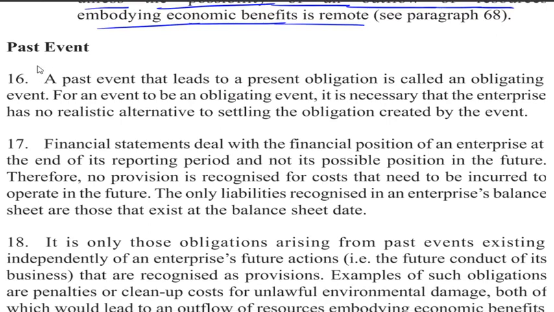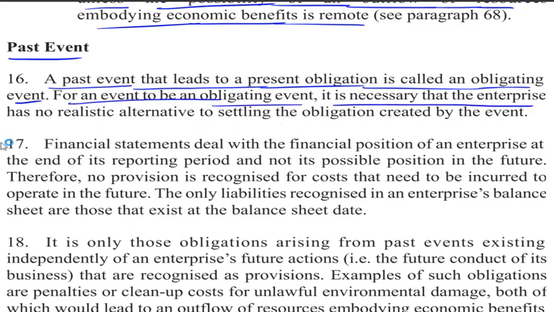Past event. A past event that leads to a present obligation is called an obligating event. For an event to be an obligating event, it is necessary that the enterprise has no realistic alternative to settling the obligation created by the event.